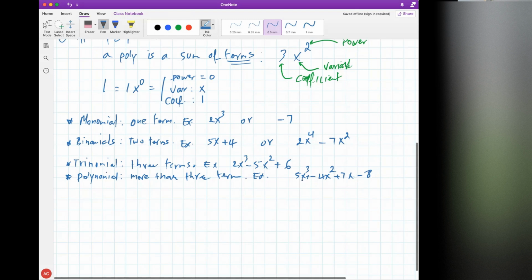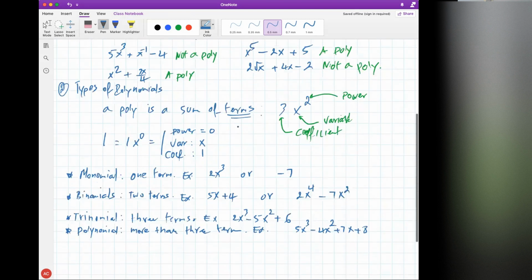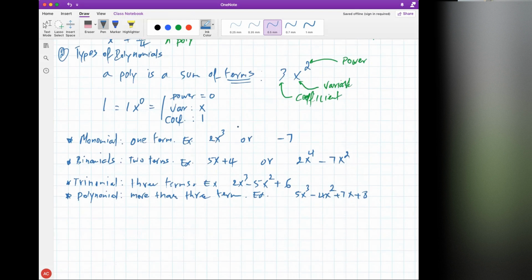Okay, so that's for terms. As we said, plus 8. So that's 4 terms. And again, it doesn't have any of these here. So those are the names, okay? Just names based on how many terms. And again, each term, remember, it has a coefficient and so on, variable and power.